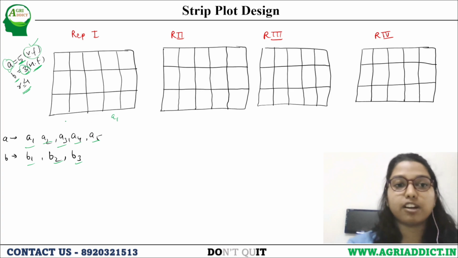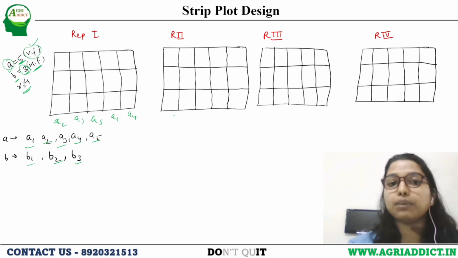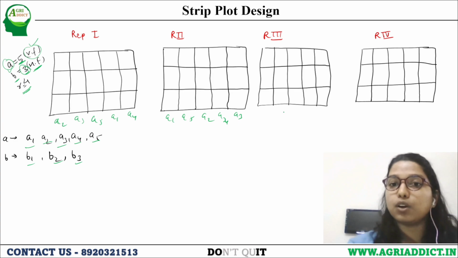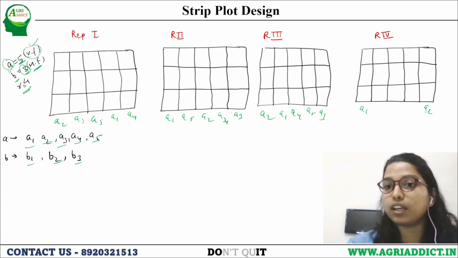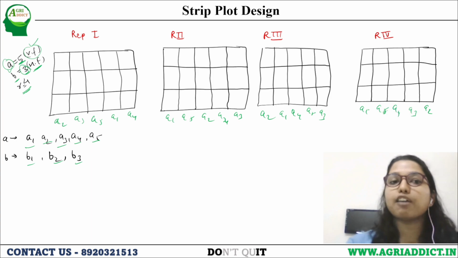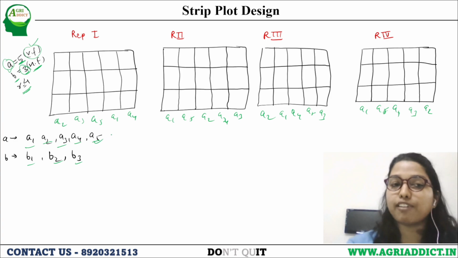Now we have to arrange A1, A2 till A5 randomly. So first say I'm putting A1 here, A2, A3, A4, A5. Like that randomly we have to put here also A1, A2, A3, A4, A5. Similarly here also, and similarly here also. Randomly we have put all the levels of factor A, that is the vertical factor, in a vertical manner.